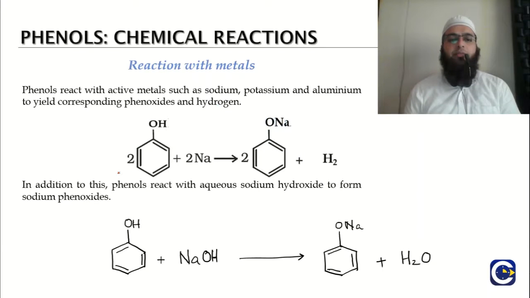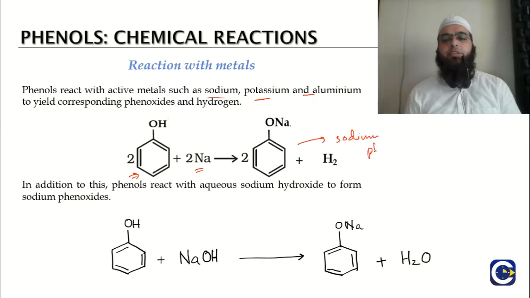So when phenols are reacted with metals, the metals are active in nature. We can have sodium, potassium, aluminium. These are the active metals, which means they are reactive metals. So they react with phenols and we get the corresponding phenoxide in the reaction. As in this case we are reacting a phenol with sodium metal, we are getting sodium phenoxide and hydrogen gas in the reaction.